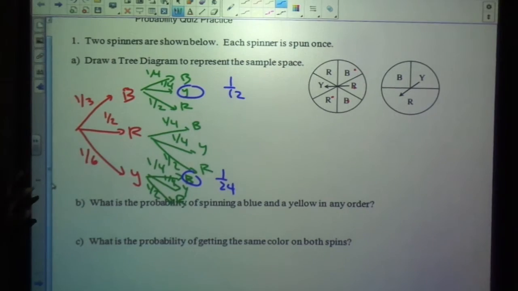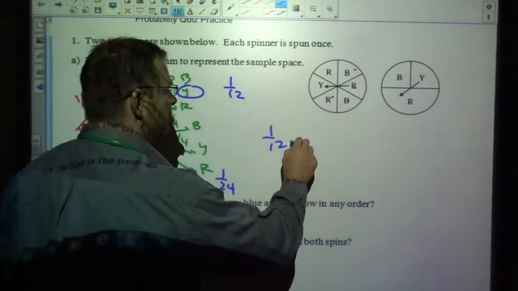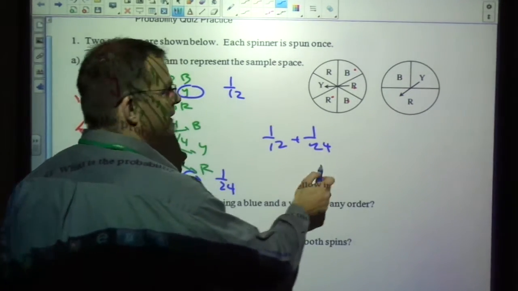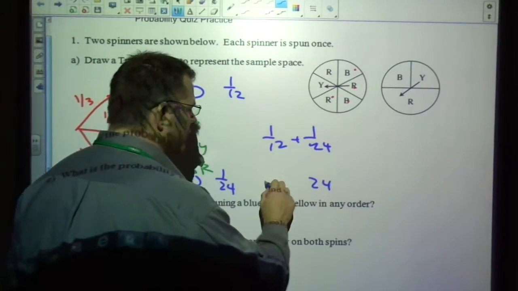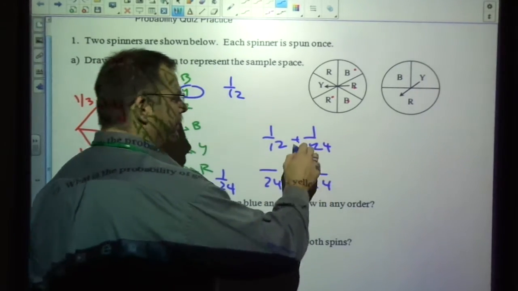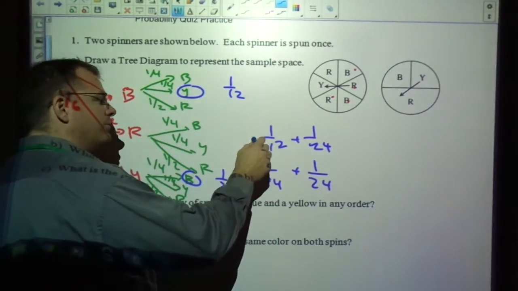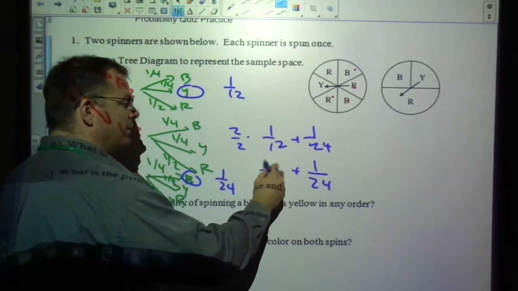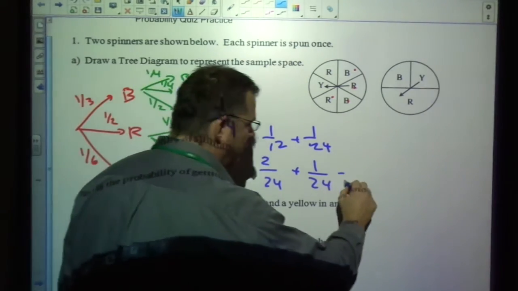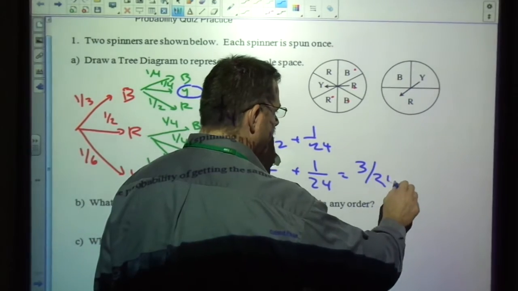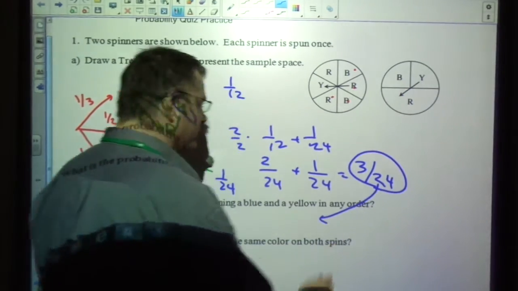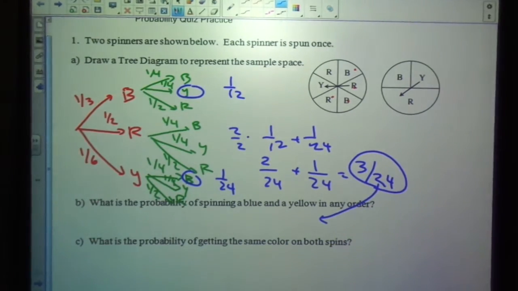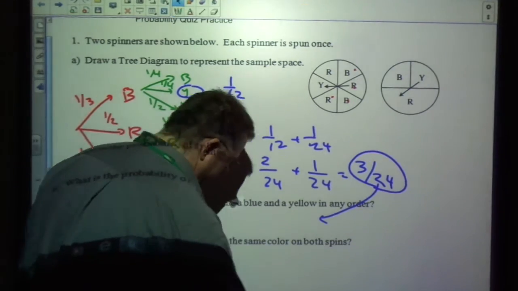In order to add fractions together, I need a common denominator. Let's change them both to 24ths. I would need to multiply this by 2, so it's like times 2 over 2. It's 2 24ths plus 1 24th equals 3 24ths. That's my answer here.